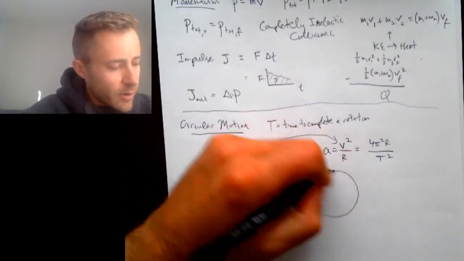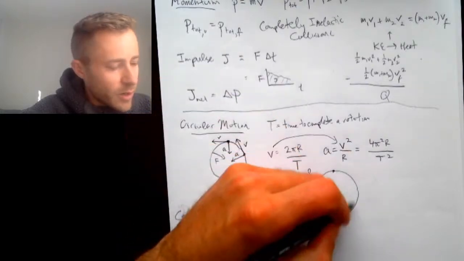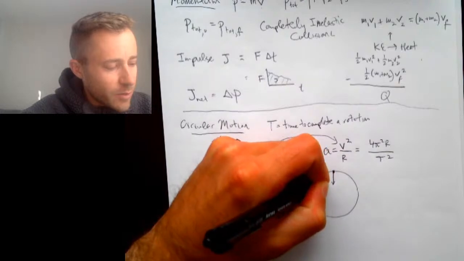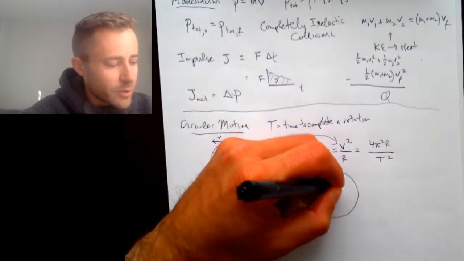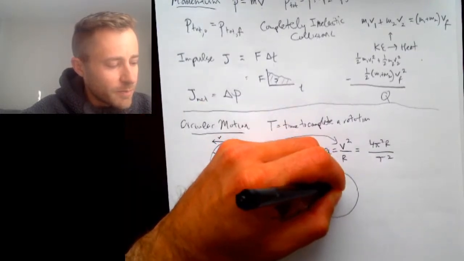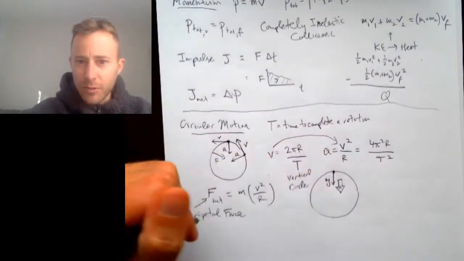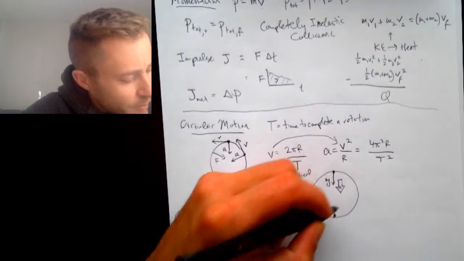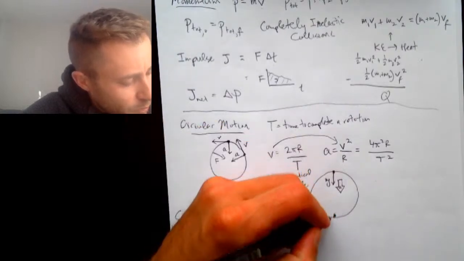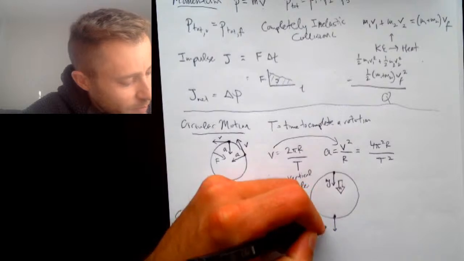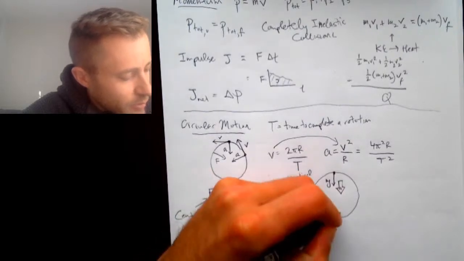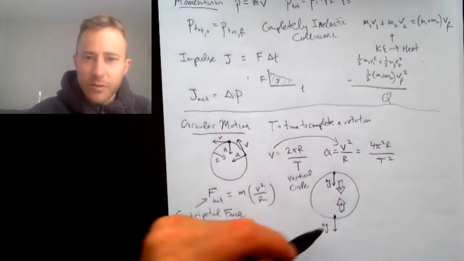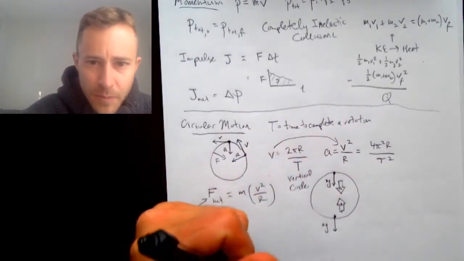So when you're up at the top, you have gravity going downward, and your acceleration is going downward, because downward would be towards the center of the circle. If you're at the bottom, you have gravity going downward, but the acceleration is going upward, because now the center of the circle is above you.